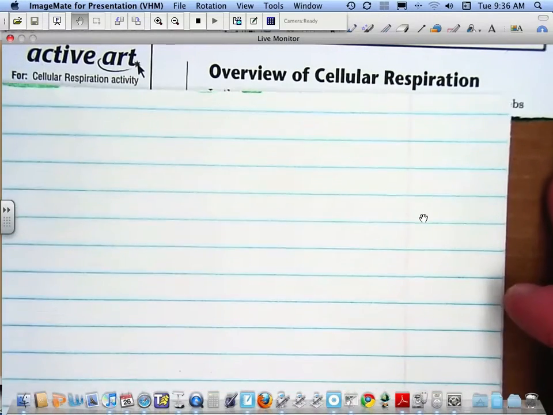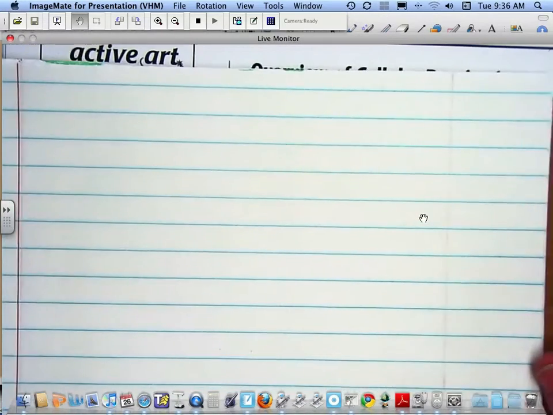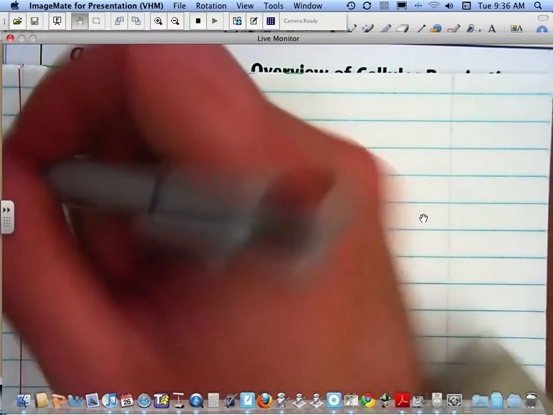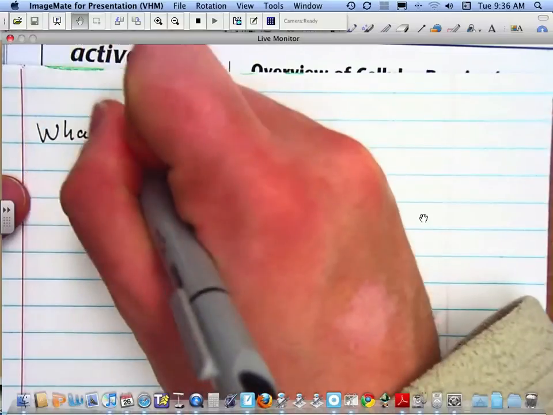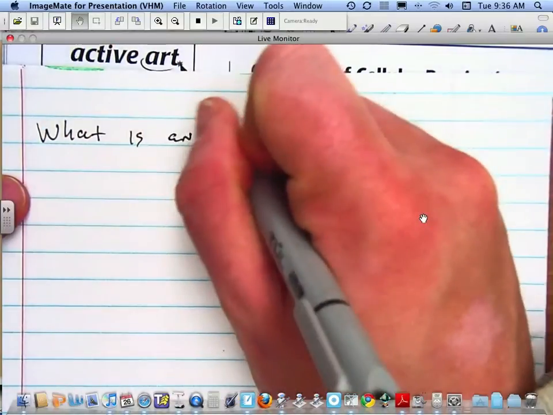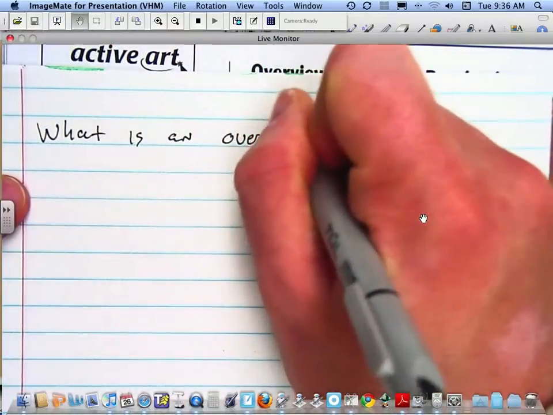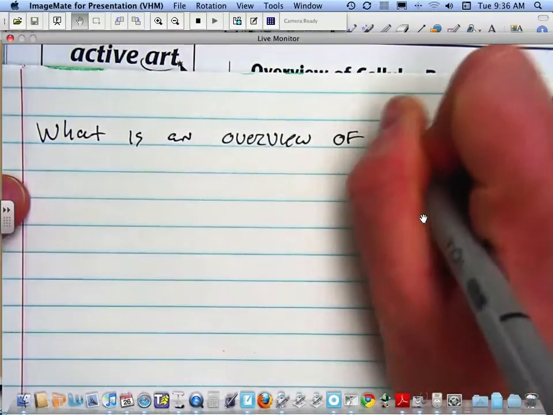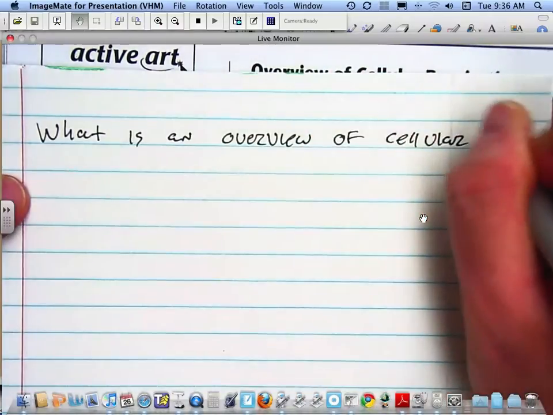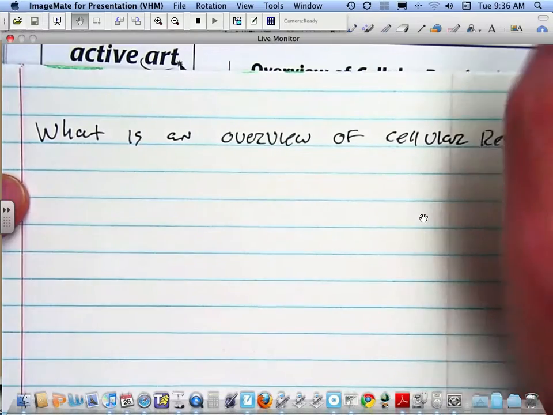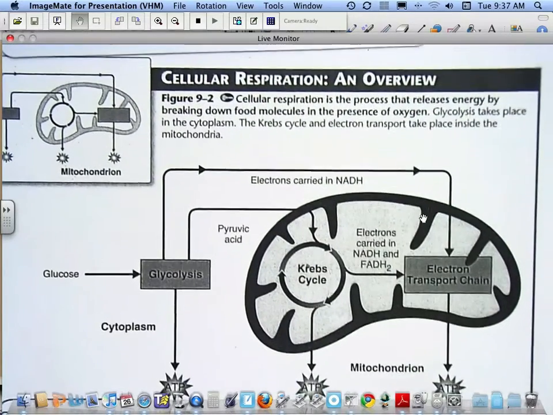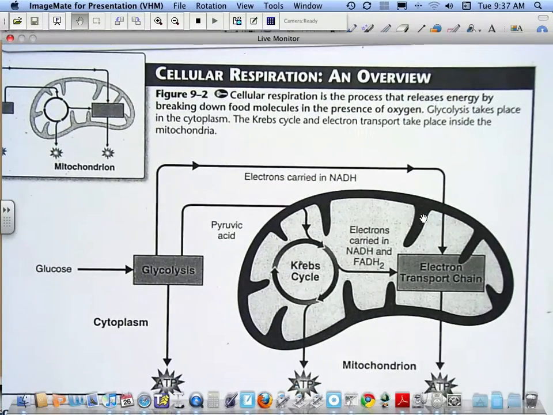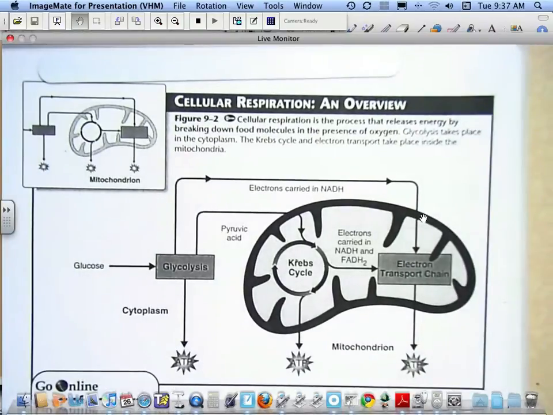So what might your question be? Well, your question could be something like, what is an overview of cellular respiration? And your answer can be just as simple as drawing and understanding figure 9.2. Or you can use words. But hey, let's look at 9.2 right now.